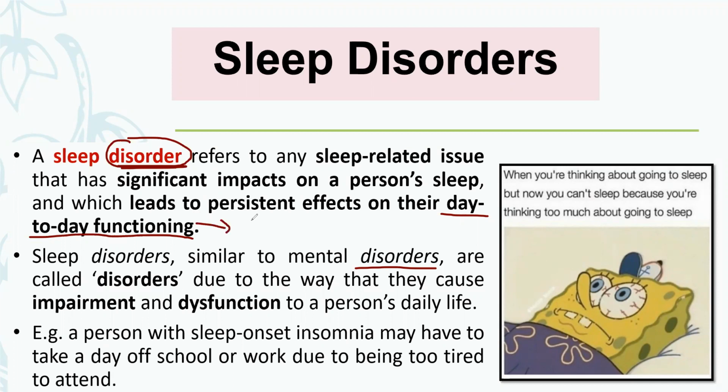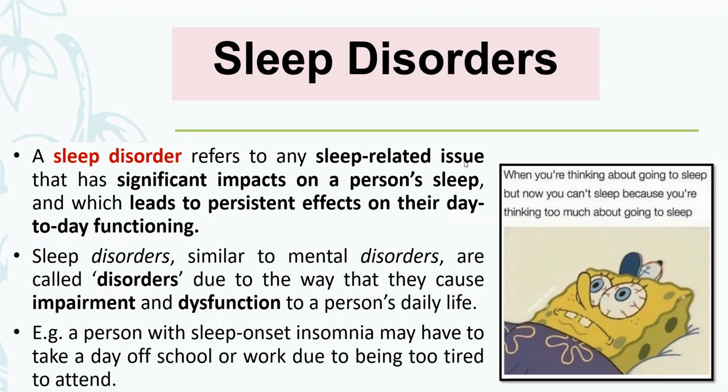So it might affect their ability to go to school on time. It might affect their ability to meet deadlines at work. It might affect their ability to meet up with a friend or a loved one, just to see them outside of their normal schedule. So it does affect a person's ability to live a normal life. That's the idea there.